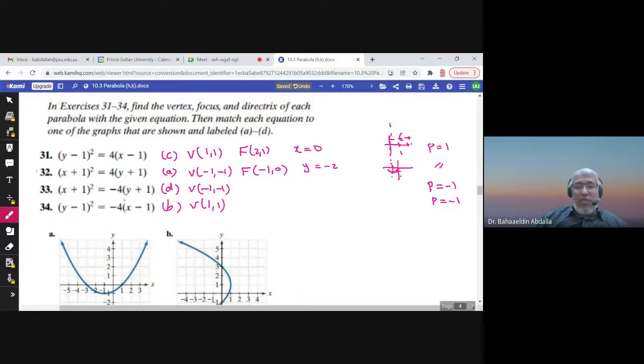Now, for the next one, -1, -1, but this time the graph opens down. So when I go down 1 unit, I reach the focus. So the focus is -1 and -2, while the directrix is the line y equals 0.